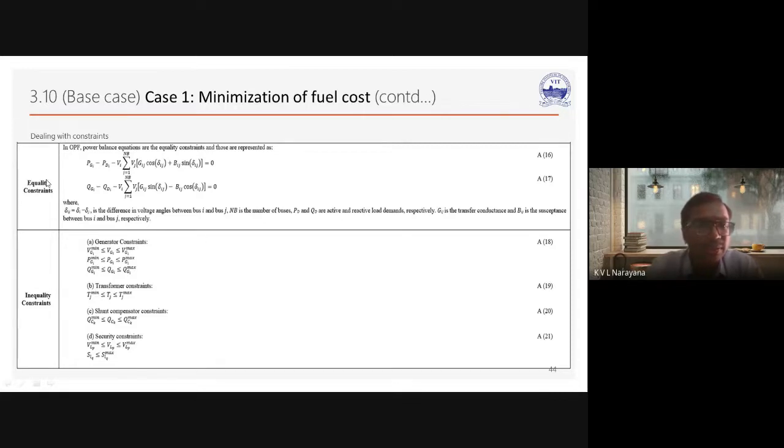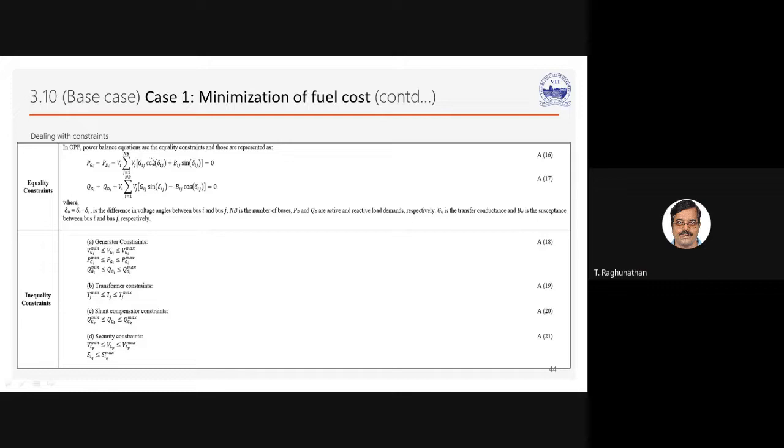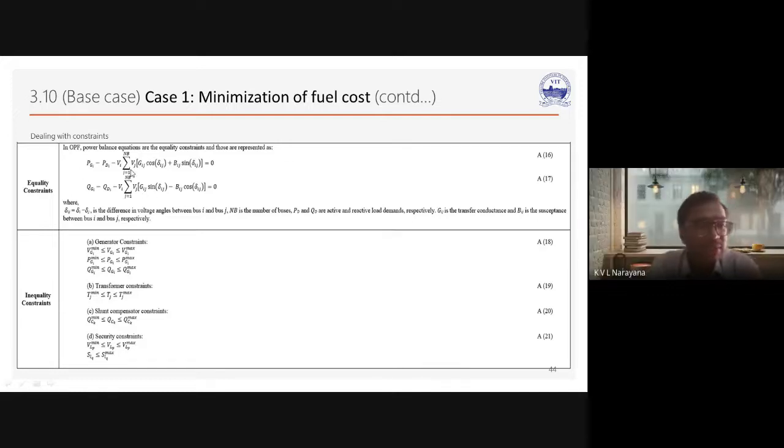details of the equality and inequality constraints of the optimal power flow problem. The first one is the power balance equation. By using the power balance equation, there are 2 equality constraints. These equality constraints represent the generated power equal to demand plus losses. The generated power must be equal to demand plus losses, and the reactive power generated equal to reactive power demand plus losses.